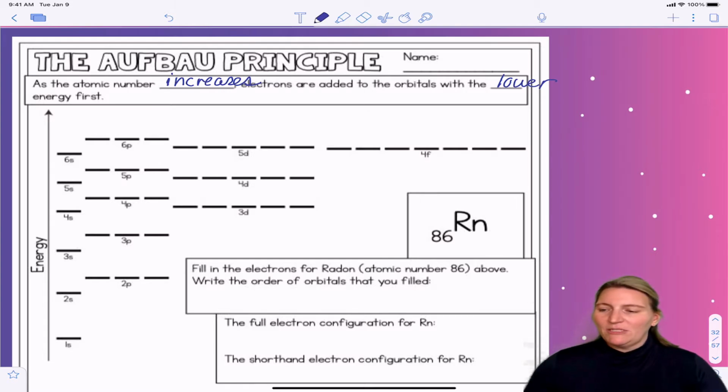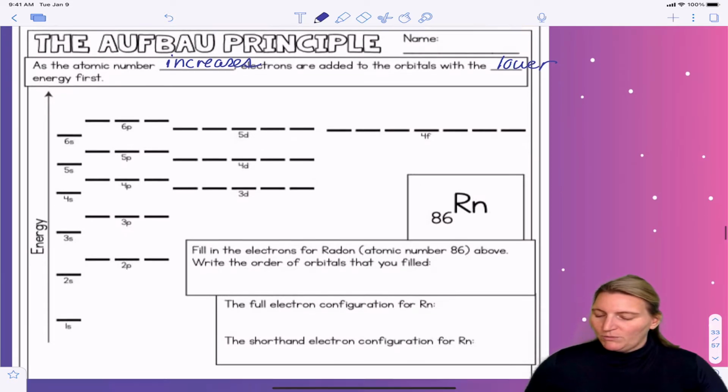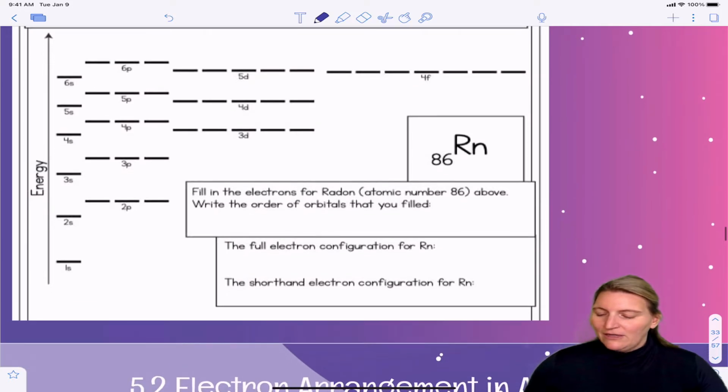One is with this particular diagram. This diagram has little lines that stand for each of the orbitals, and you can see for every s orbital there's one line, and for the p orbitals there's 3, and for the d orbitals there's 5, f there's 7. You can see that the 1s is the lowest one, and the y-axis here is energy. So we're just going to follow the order that this diagram gives us.